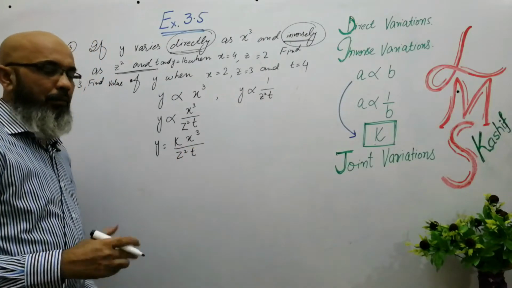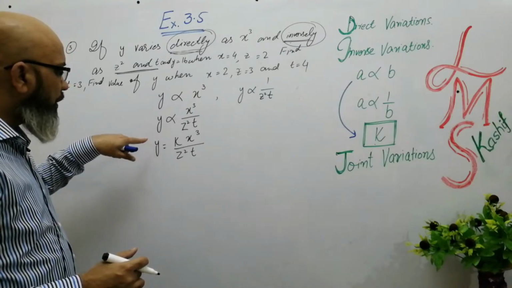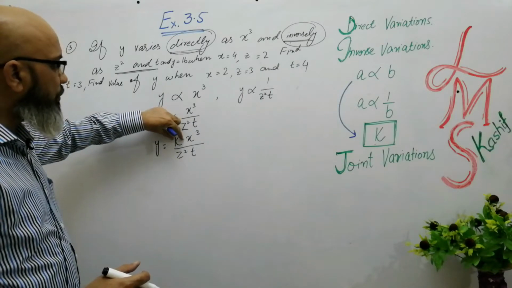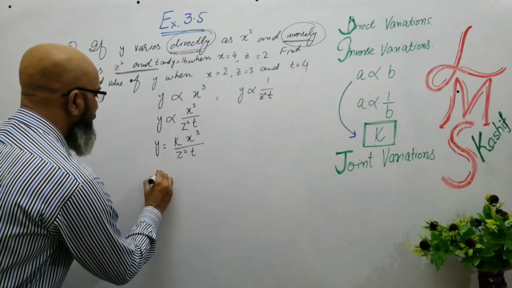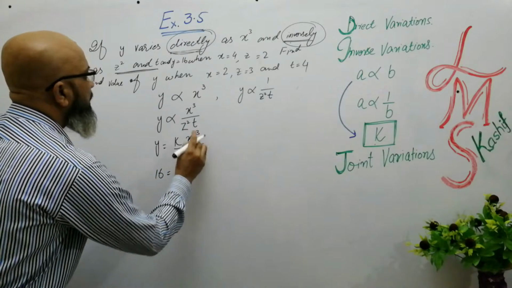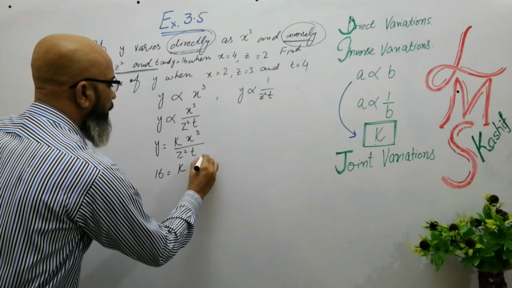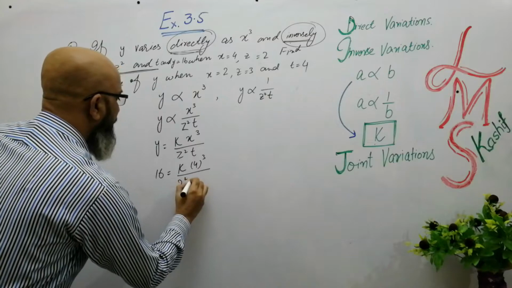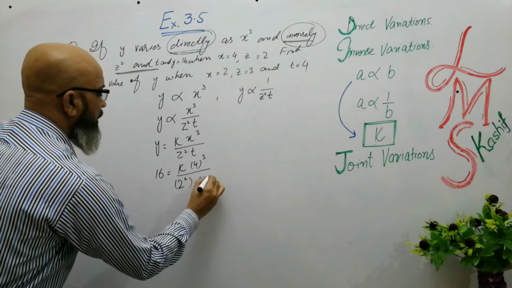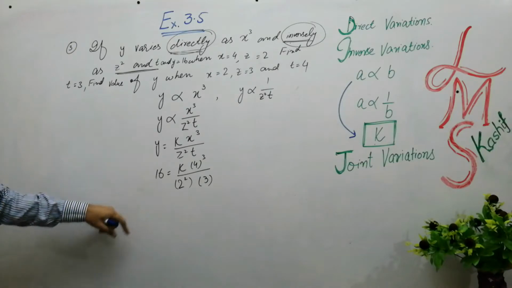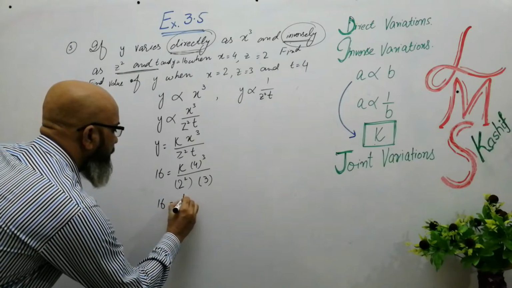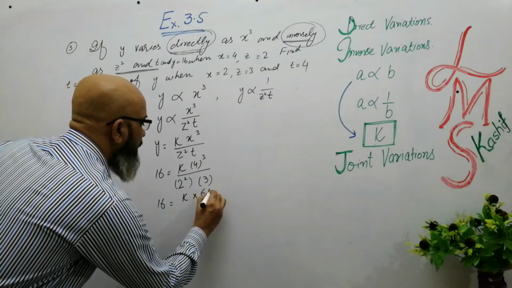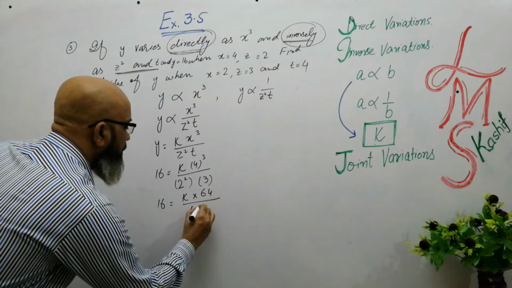Now we have to put the values of y, x, z square and t to get the value of k. So what is the value of y? That is 16. What is the value of x? That is 4, 4 cube. What is the value of z? That is 2 square. And what is the value of t? That is 3. So you solve this equation. 16 is equal to k, 4 cube means 4 4s are 16, 16 4s are 64. 2 2s are 4 multiplied by 3.